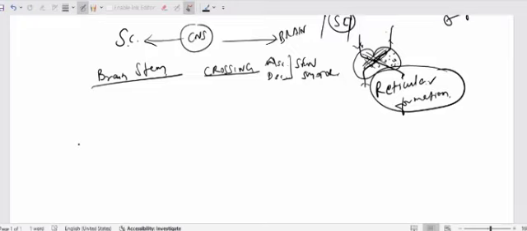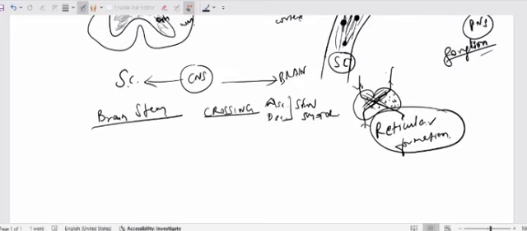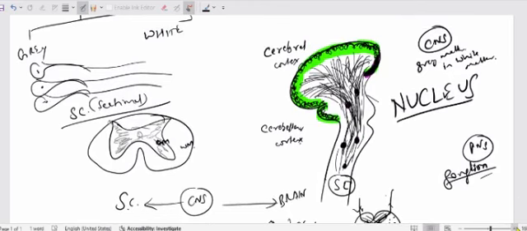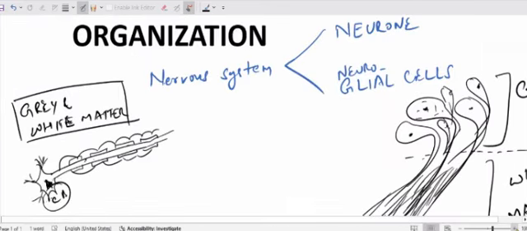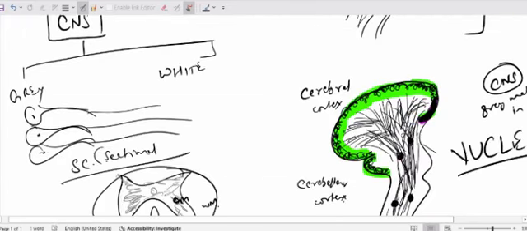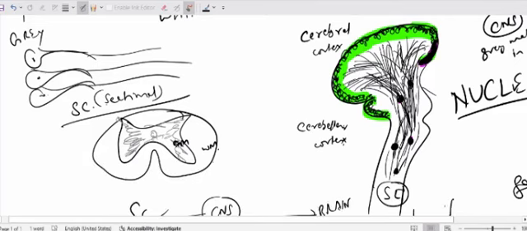reticular formation. Good. Now, here we have seen one thing, look carefully, like in brain, I made a small image, but yeah, I mean, you could still see if you want. I'll just try to magnify it little. I hope you are able to see that.